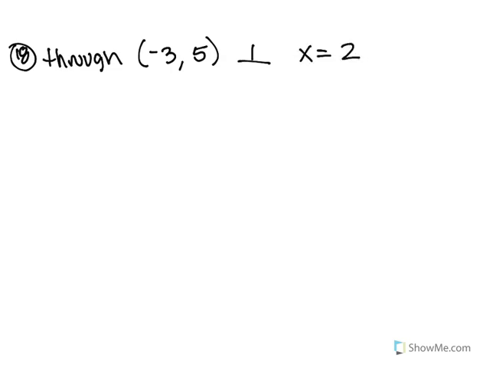What number was that? 17? Write the equation of a line that's going to go through the point (-3, 5) and is perpendicular to x equals 2. Y'all should be spitting it out now. What did you say? Y equals 5. Y equals 5. Very good. Y equals 5.